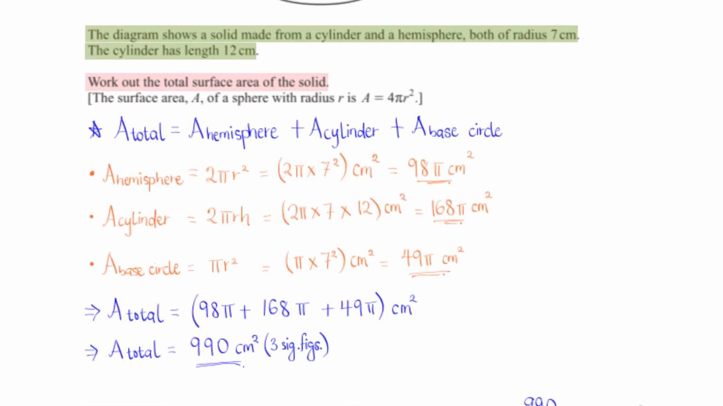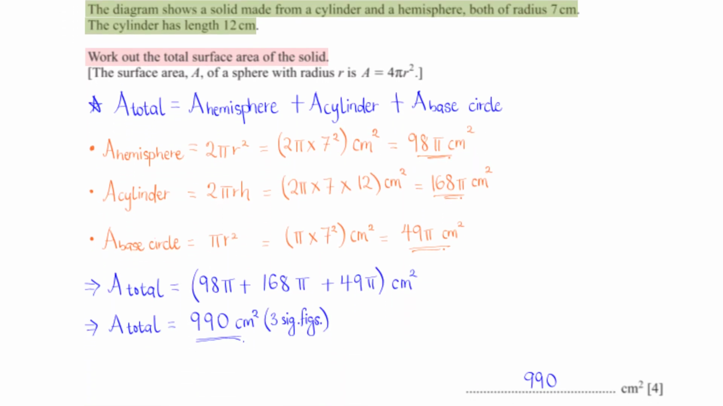The total surface area of the solid will be equal to the surface area of the hemisphere at the top plus the surface area of the cylinder and the surface area of the circle at the bottom. A hemisphere is half of a sphere, and so the area for the hemisphere will be 4 pi r squared divided by 2, which is 2 pi r squared. The radius is 7 centimeters, and so we have 2 pi times 7 squared centimeters squared, giving us 98 pi.